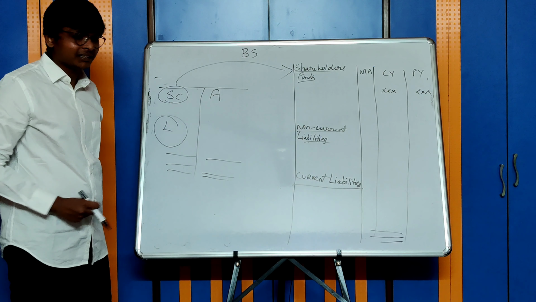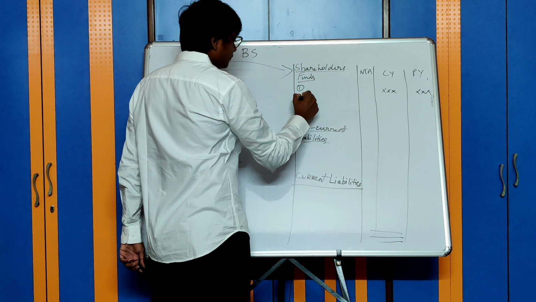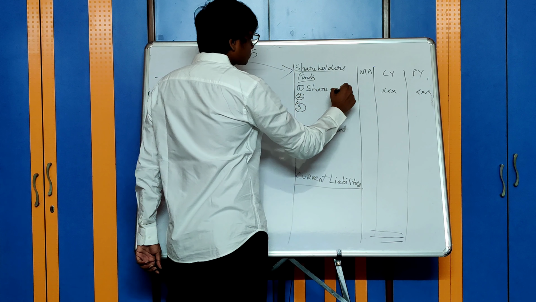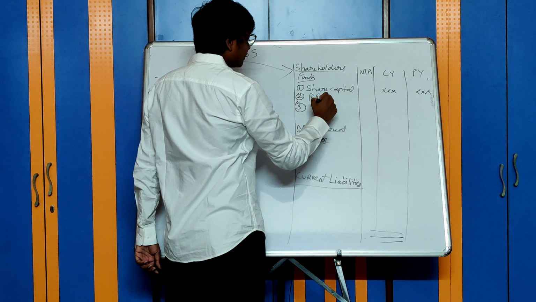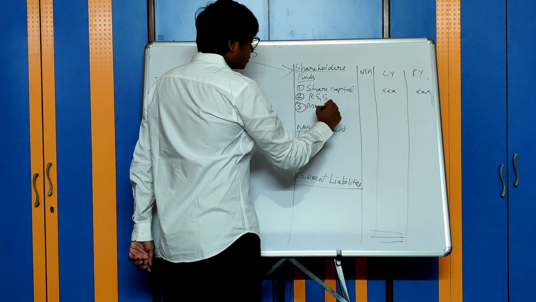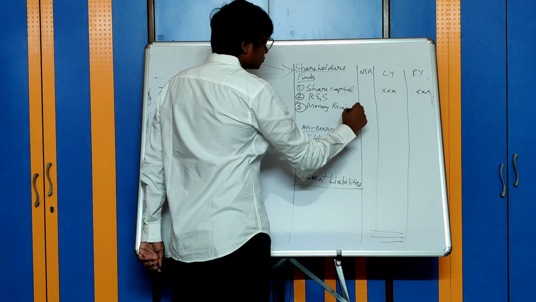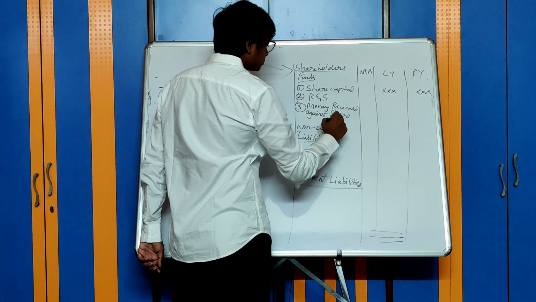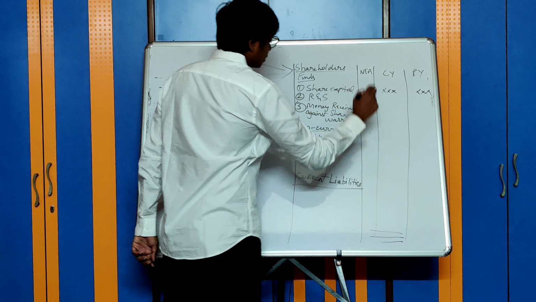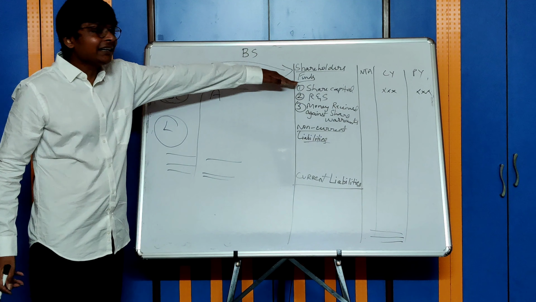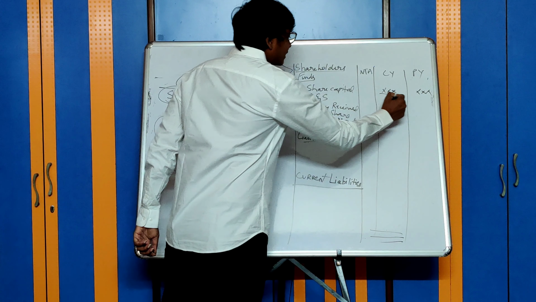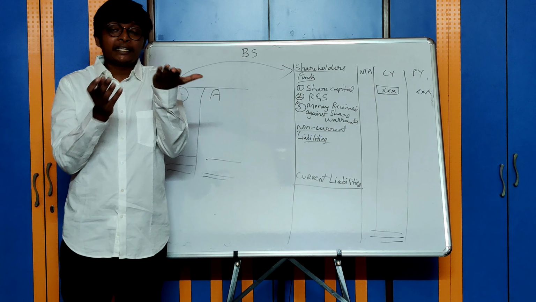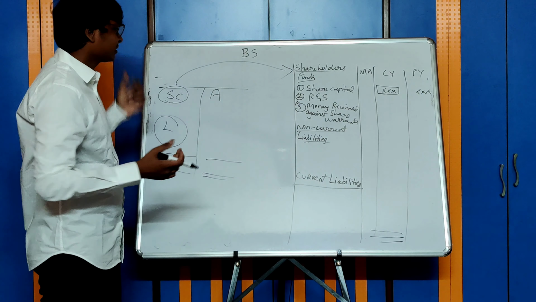Under shareholders funds, we have three items. One is share capital, second is reserves and surplus, and third is money received against share warrants. Now, what are these? Under share capital, the value you write here will only be the paid up share capital of the company, total of equity plus preference shares.